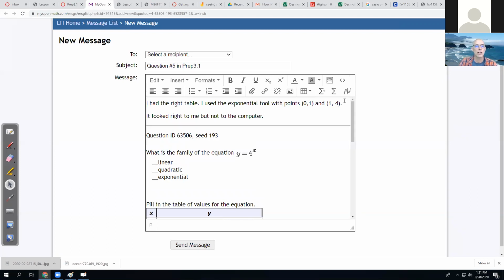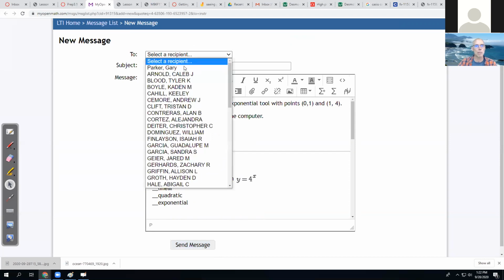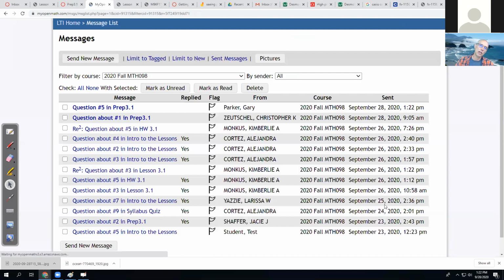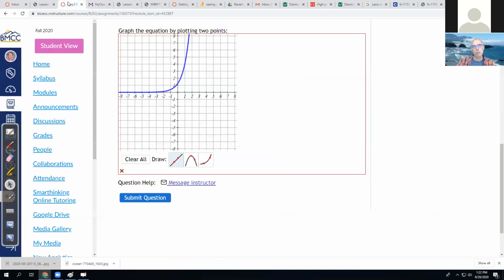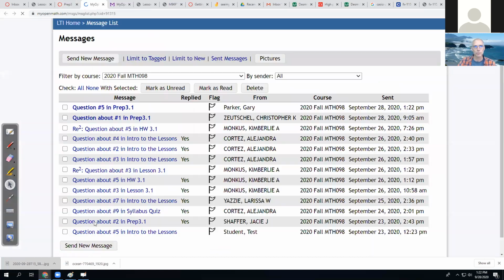Let's see, I think I did it right. I had the right table. I used the exponential tool with those points. It looked right to me, but not the computer. Gary. And then I'll get a message. It'll automatically pick me to write to there. And then later that day, reload any assignment and see if you got any new mail. And then I'll get back to you with some advice. It'll open up a new screen and then I can get back to you.